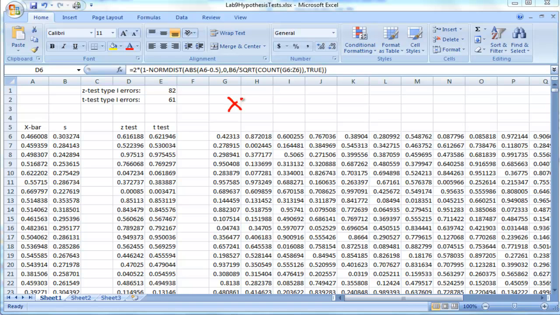X bar is approximately normal with a mean under the null hypothesis of 0.5 and a standard deviation of sigma, whatever that was for a uniform distribution. I think it was b minus a divided by the square root of 12. But anyway, I divide by the square root of n, which in this case I'm using 20 trials for each case. This is just 20 here. I count how many cells are in that range.